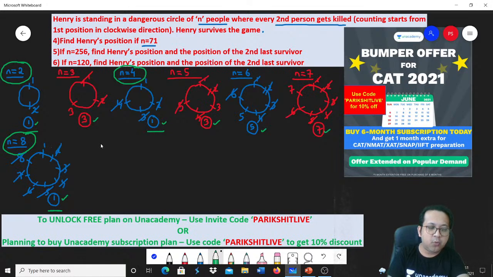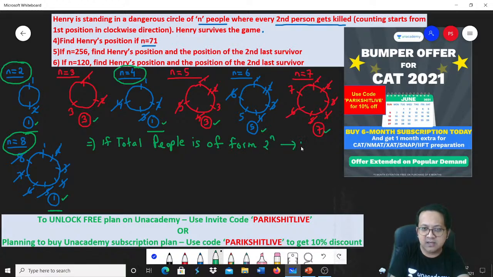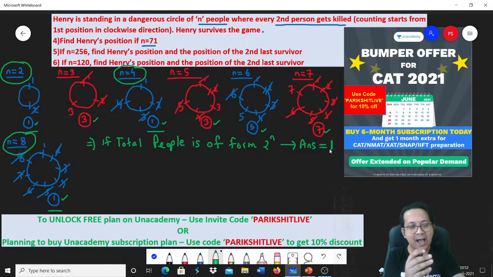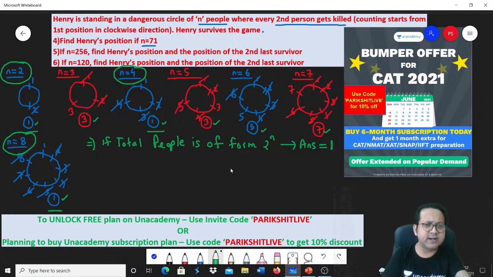So let's write down. What is the conclusion? Conclusion is, if total people is of form 2 to the power n, your answer is 1. That is the only conclusion I derive out of so many iterations. I think if we know this, we can continue the sum. Yes? Now let's continue the sum.